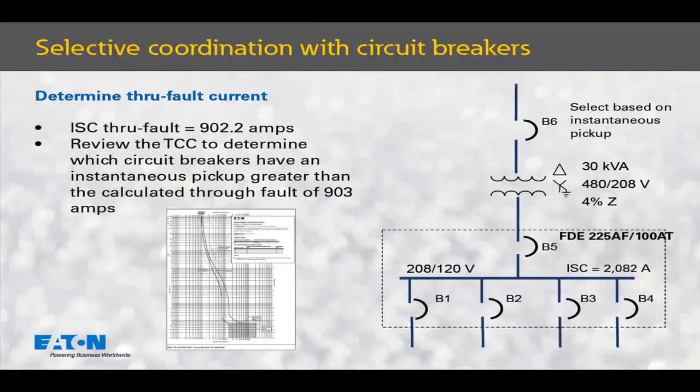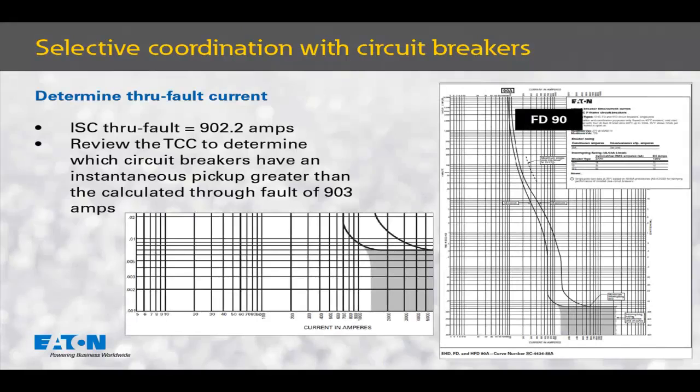Let's select the primary circuit breaker of this transformer in this example using time current characteristic curves and 903 amps of reflected primary short circuit current and see what we learn. This is the trip curve for the FD90 circuit breaker. It's a thermomagnetic circuit breaker and not the device with an electronic trip unit. Our focus will be on the instantaneous.